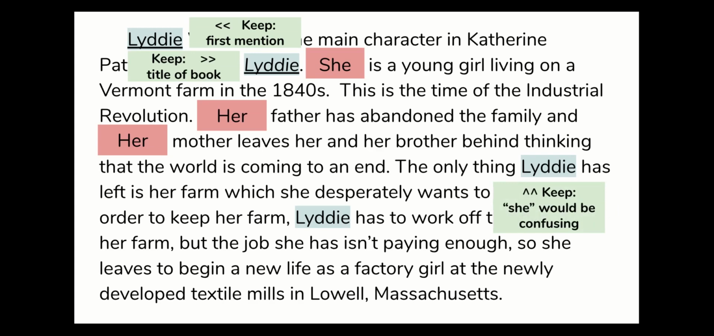Now, we're going to keep the third one because if we used another "she" in there, since we just said "her mother," the reader might think we're talking about her mother. So we're going to keep the name there to avoid confusion with this "her." And the last one, we're going to put a pronoun, "she" again.